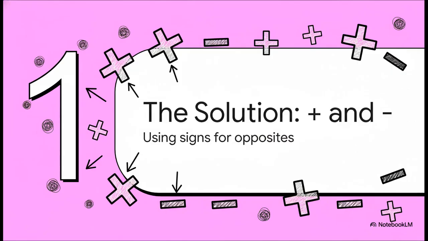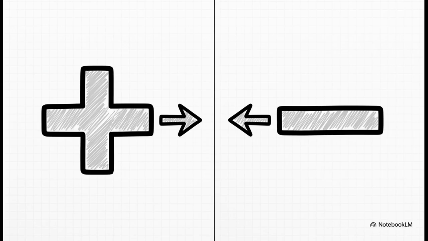So what's the big solution? What's the secret? Well, it's actually beautiful and so simple. We're just going to use two little signs that I know you've seen a million times before: the plus sign and the minus sign. These two little signs are going to be our super powerful tools for showing opposites. And this, right here, is the key idea for everything we're doing today. We just make a simple rule. The plus sign is going to stand for one idea, like gaining something or going up. And the minus sign is going to stand for the exact opposite, like losing something or going down. That's it. That's the whole trick.